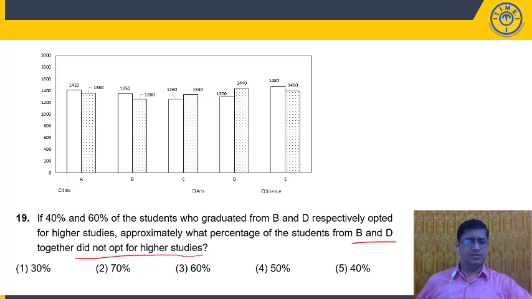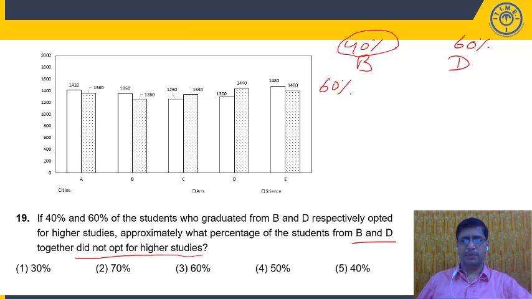Okay, now if you observe this, taking B and D, 40% opted for higher studies, which means the remaining 60% did not opt. So what is that 60% of? B and D graduated. So how many are from B and D? Sum of these two numbers, which means 2610.